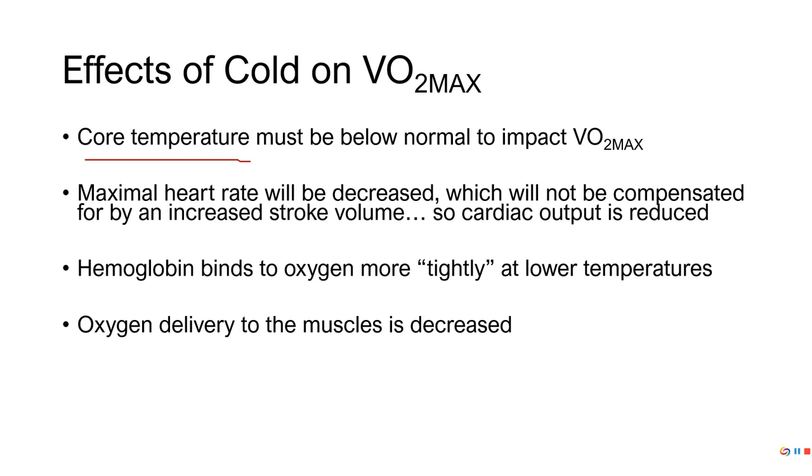Okay, and so when we've got that left shift, it makes it more difficult for oxygen to leave hemoglobin, and so as a result, that also decreases oxygen delivery. So you've got a lower cardiac output, and it's more difficult for oxygen to leave, so ultimately you're delivering less oxygen to the muscles. Okay?